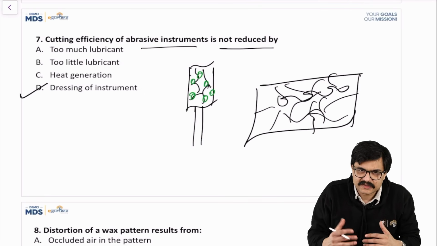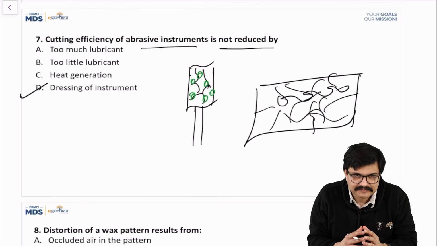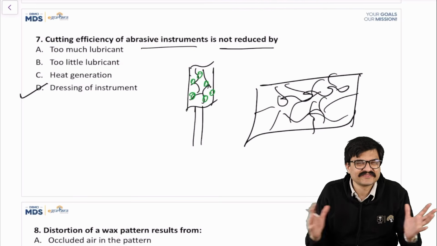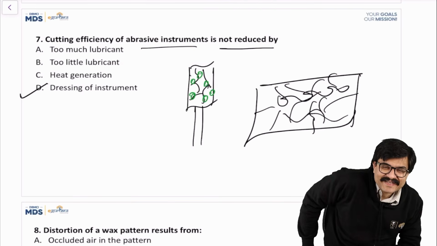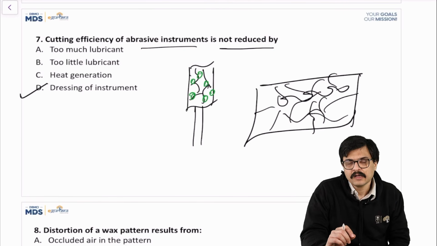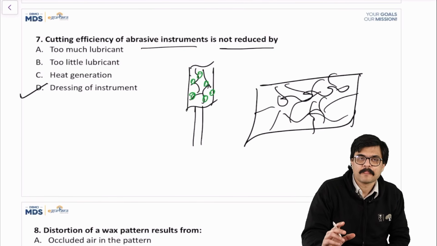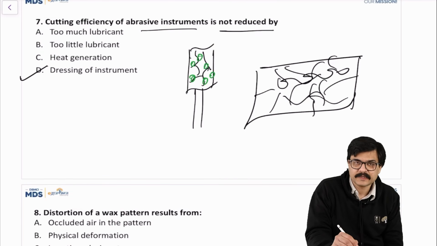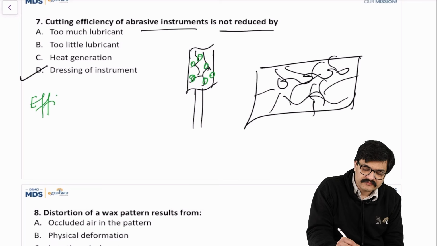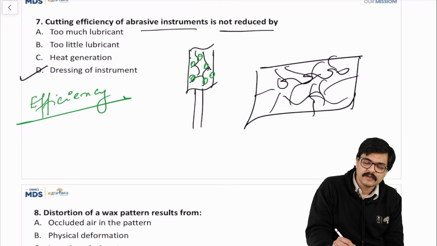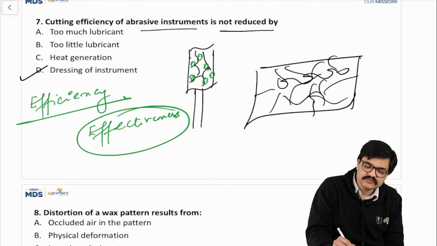And you keep on rubbing, and if you do not clean it, you keep on rubbing the substrate, you're not removing any material, you're just increasing the heat. So you're actually reducing the efficiency of cutting, right? Efficiency of abrading. Efficiency versus effectiveness, right? Very important concept which we study in operative armamentarium. Efficiency is the amount of heat generated during cutting by a burr, right? And effectiveness is related to the total amount of tooth structure that is being cut.